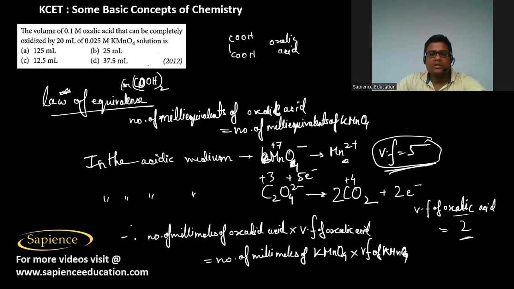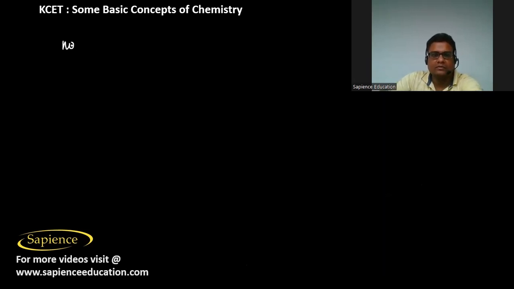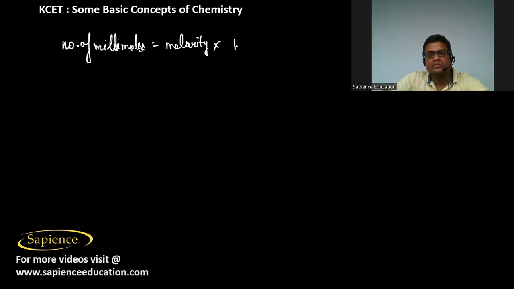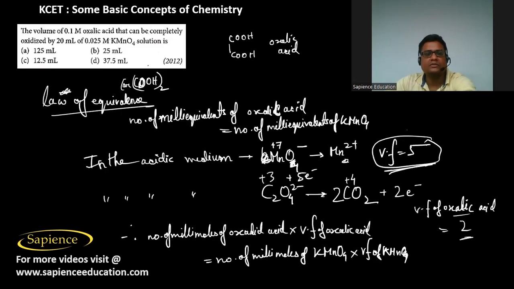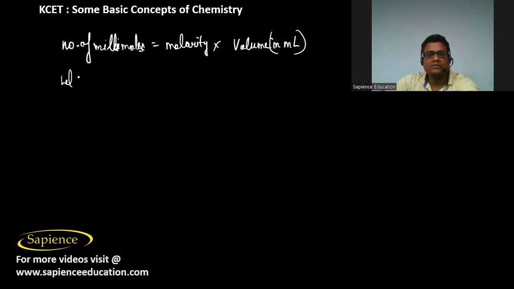Now the number of millimoles of KMnO4, how to find? The number of millimoles is given as the molarity of the solution into the volume in ml. So that will give you the number of millimoles. Then here it is told the volume of 0.1 molar oxalic acid that is required. So let the volume of oxalic acid required be V.